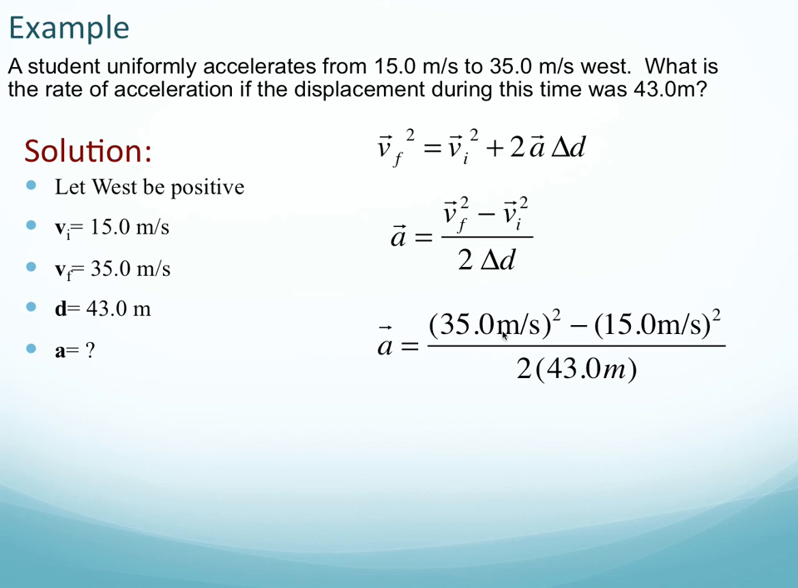We see that we've got meters per second squared minus meters per second squared, and if we divide that by meters, what we're going to end up getting is meters per second squared. So we figured that out. We find our acceleration. It's 11.6 meters per second squared. Since acceleration is a vector quantity, we have to include the direction, which is west.